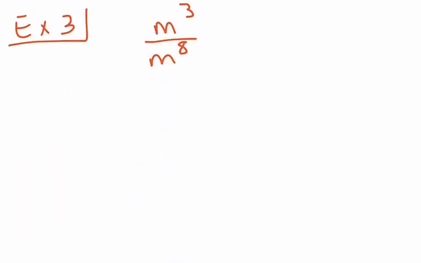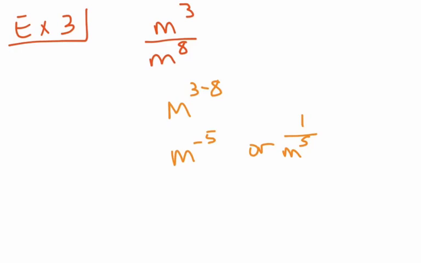I accidentally skipped our third example, so let me scroll up to that one. Here we have m cubed over m to the 8th. Since we're dividing the powers, we're going to subtract the exponents. Divide the powers means subtract the exponents. We have m to the third minus 8, giving us simply m to the negative fifth. And again, if you wanted to rewrite that with a positive exponent, that could be 1 over m to the positive fifth power. Okay? So there's a couple examples where we're dividing powers with the same base.